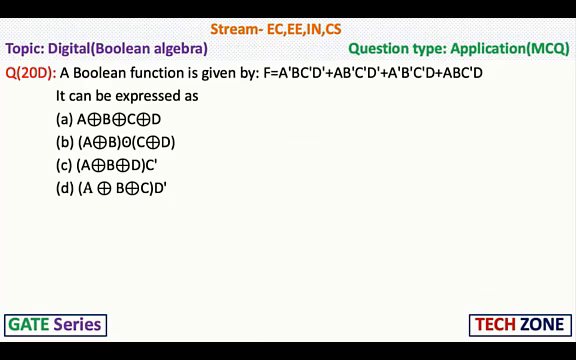So next, a Boolean function is given by f = A bar B C bar D bar + A B bar C bar D bar + A bar B bar C bar D + AB C bar D. So here it can be expressed as: option A, A XOR B XOR C XOR D; option B, (A XOR B) XNOR (C XOR D); option C, (A XOR B XOR D) into C bar; option D, (A XOR B XOR C) into D bar.